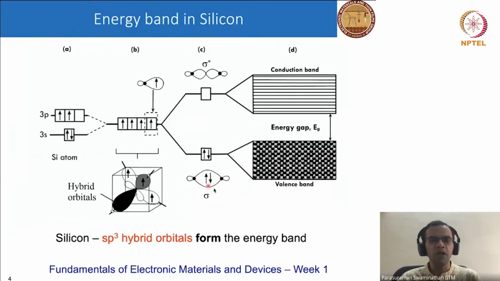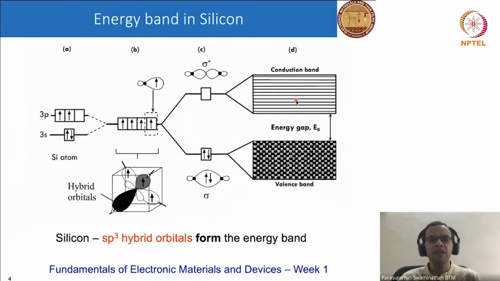They form a bonding orbital, which is sigma, and both electrons are present in the bonding orbital. The anti-bonding orbital sigma star is empty. We can extend this bonding concept to silicon solid, where we have a large number of such individual bonds. Because sigma is full, the band that is formed from the sigma orbitals, which is the valence band, is completely full, while because sigma star is empty, the conduction band, which is formed from the sigma star orbitals, is completely empty.